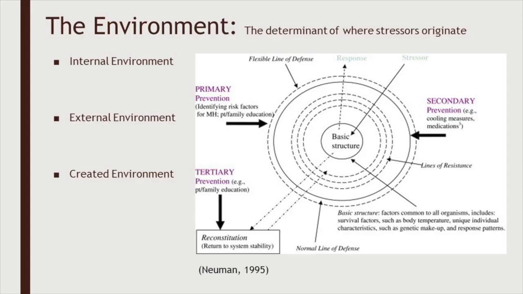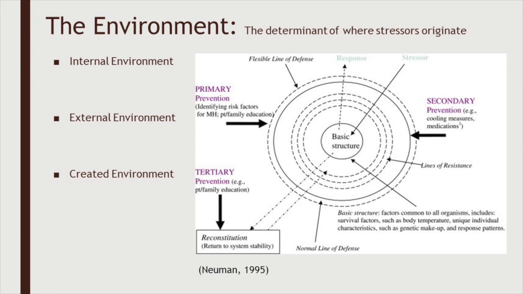The environment is defined correlating to where the stressors are generated. The first is the internal environment. This is where intrapersonal stressors come from, and they are those things such as physical body stressors, like an infection. The next is external environment. These are interpersonal stressors. They are those that occur between the family and outside forces.